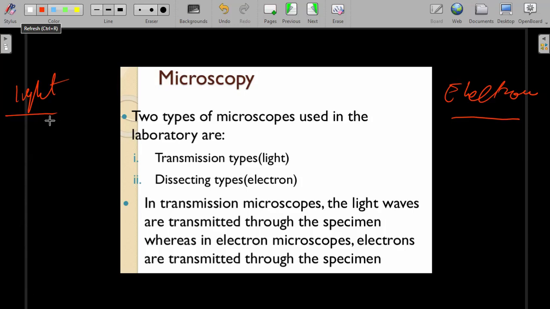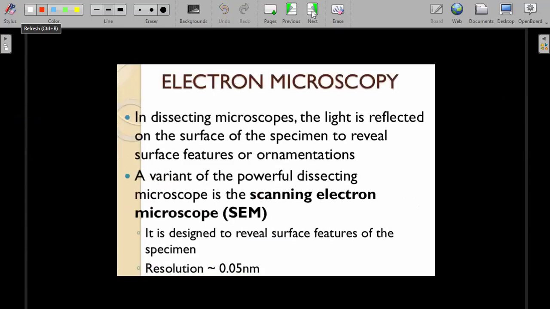Okay, so a light microscope uses light waves, isn't it? Then the electron microscope uses electrons. That's the difference between these two microscopes. This one uses light to transmit through the specimen, then the other one uses electrons to transmit through the specimen. So those are the two types of microscope you have. Let's discuss them one by one, and we also see some examples.